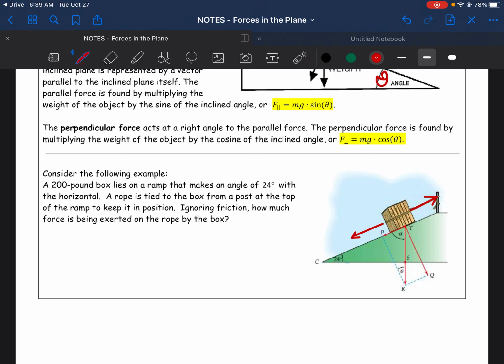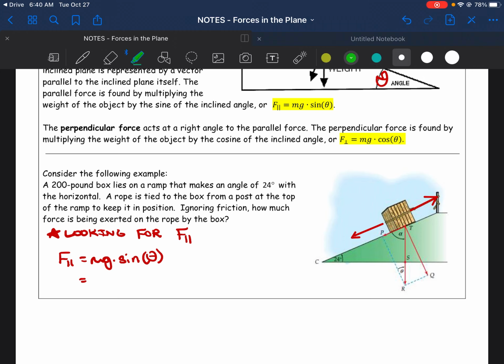So again, I'm going to make note of that. Looking for parallel force. We know that the parallel force is the weight, mg, times the sine of theta. We also know that the weight is 200 pounds, and we know that the angle is 24 degrees. So this is going to be 200 times the sine of 24 degrees, which, throwing this into our calculator, making sure that your calculator is set to degrees, since our angle is in degrees, we would get approximately 81.35 pounds.